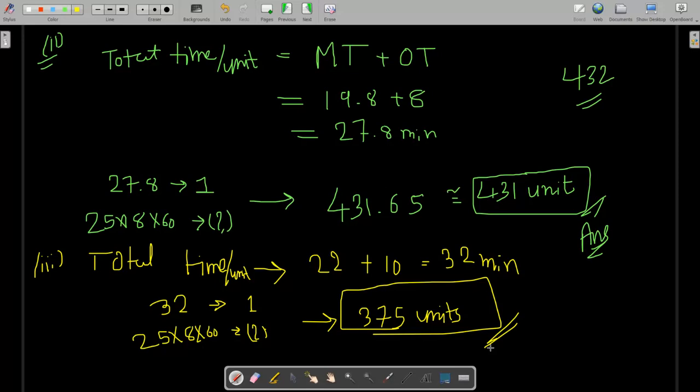So here it is a comparison type. The manager has to take a decision: whether to operate the plant at the 100% level, or to increase the machine efficiency, or to increase the operator efficiency.